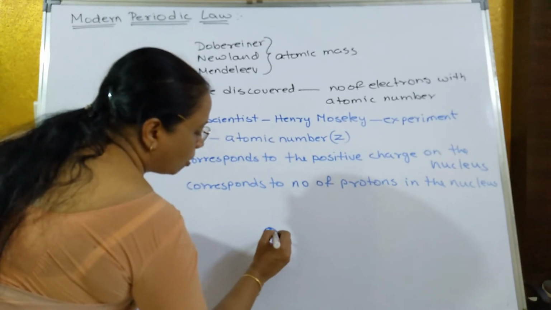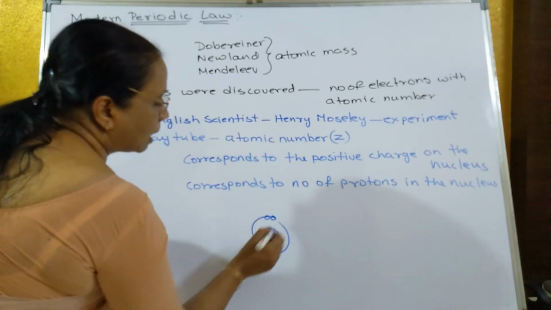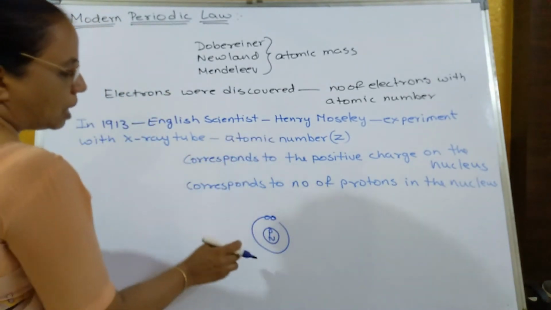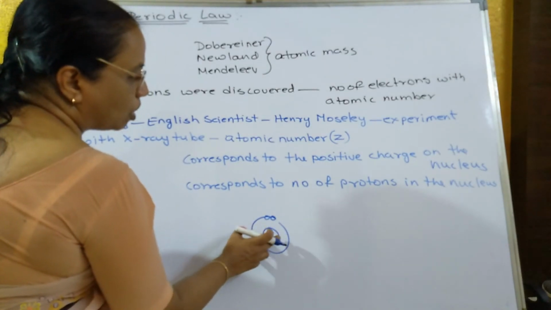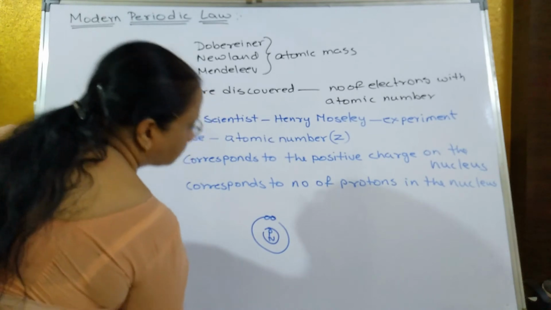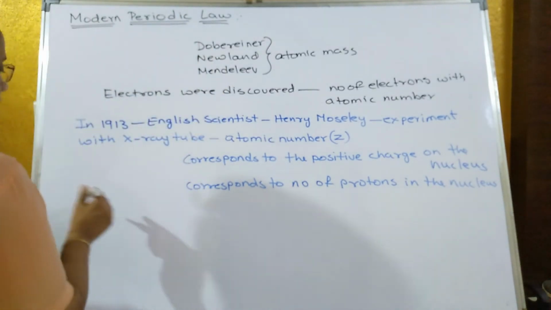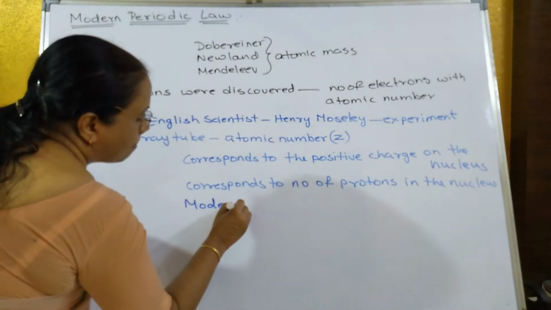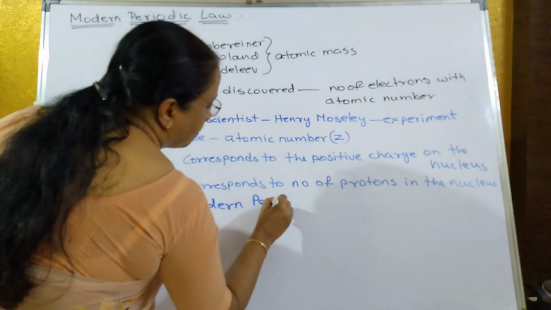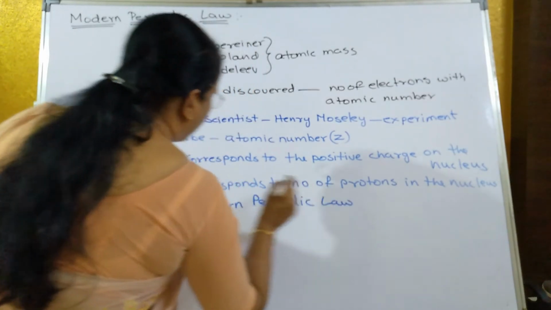अर्लियर स्टैंडर्ड में पढ़ा था, न्यूक्लियस रहता है, उसके अंदर पॉजिटिव चार्ज प्रोटॉन्स रहता है और न्यूट्रॉन्स रहता है, और उसके आजू बाजू में इलेक्ट्रॉन्स रिवॉल्व करता है। तो एटॉमिक नंबर क्या है? पॉजिटिव चार्ज ऑन द न्यूक्लियस और नंबर ऑफ प्रोटॉन्स इन द न्यूक्लियस। Based on this, the modern periodic law was stated. What is modern periodic law? Modern periodic law states what?